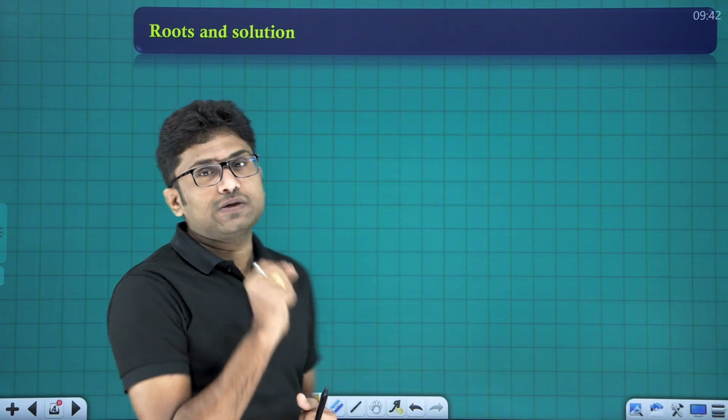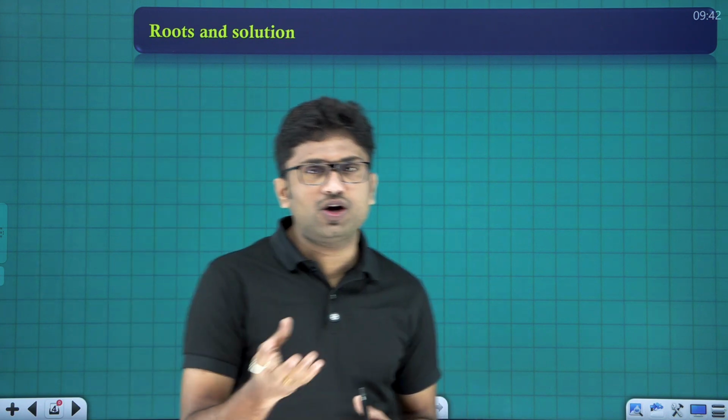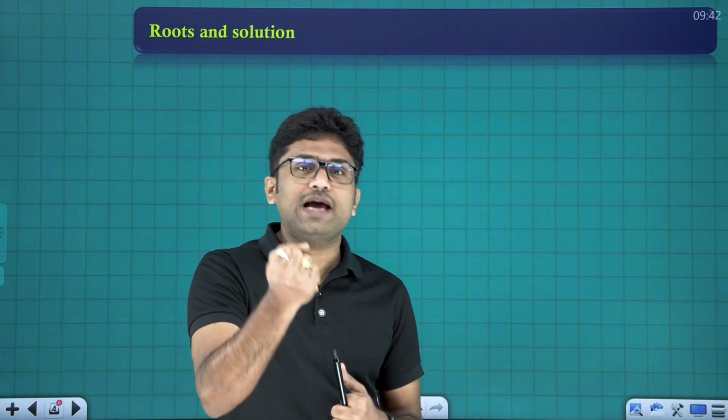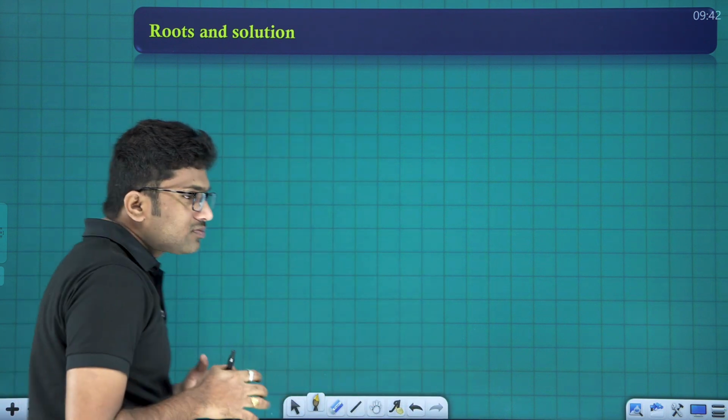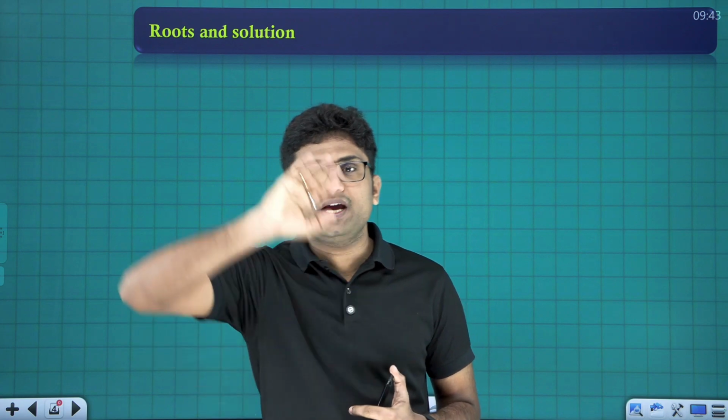Next, roots and solutions of an equation. In general, the majority of students were not having good clarity with respect to roots and solutions. Let me tell you, coming to roots, any equation of degree n will have n roots for sure. Of these roots, only the real and distinct roots are called solutions.